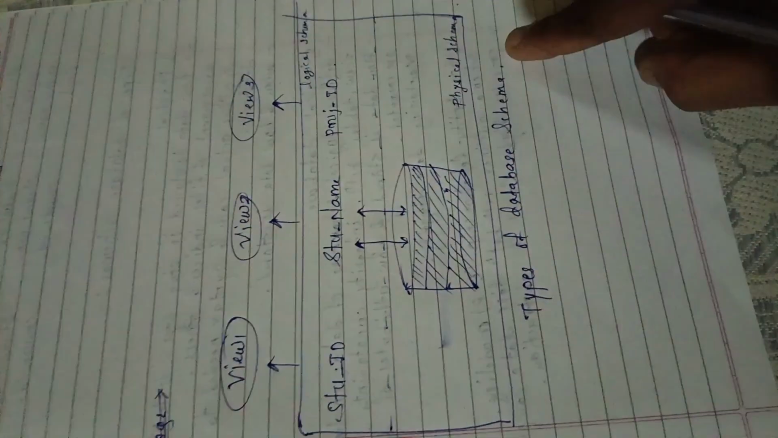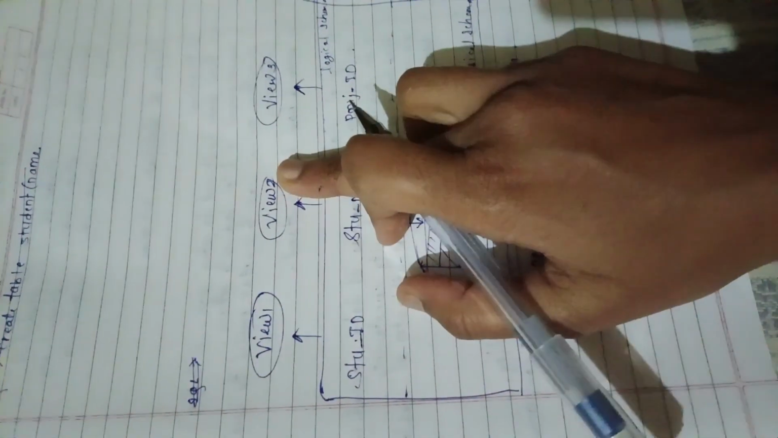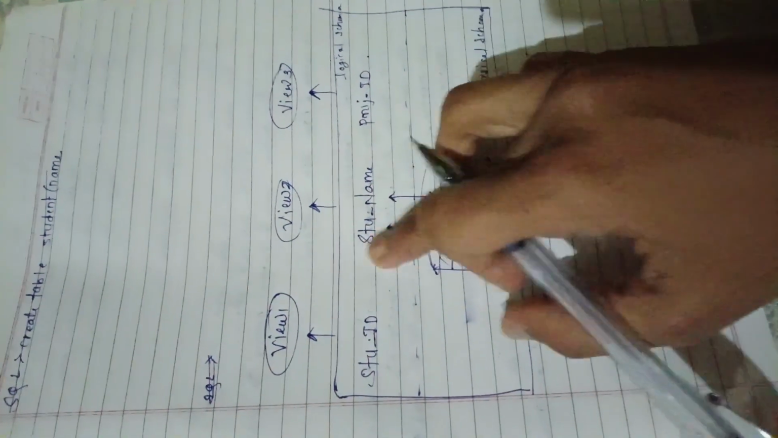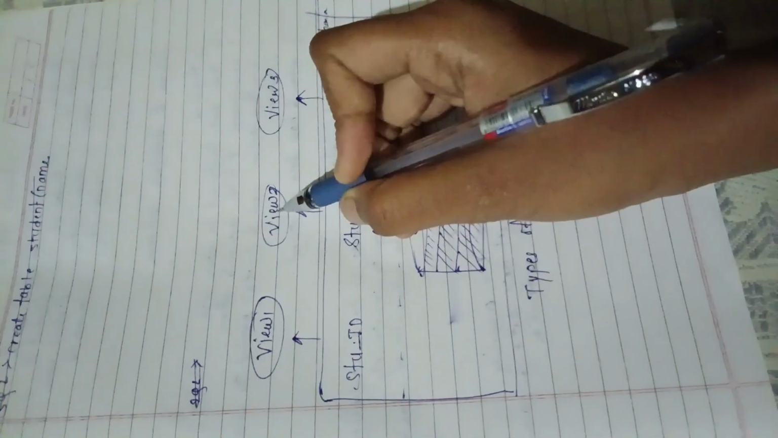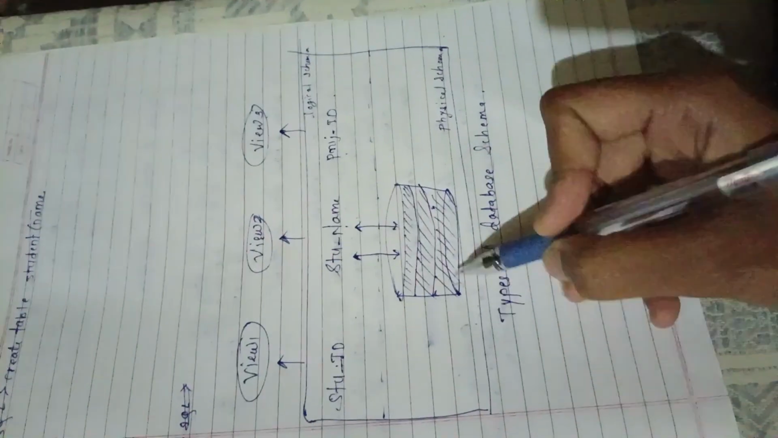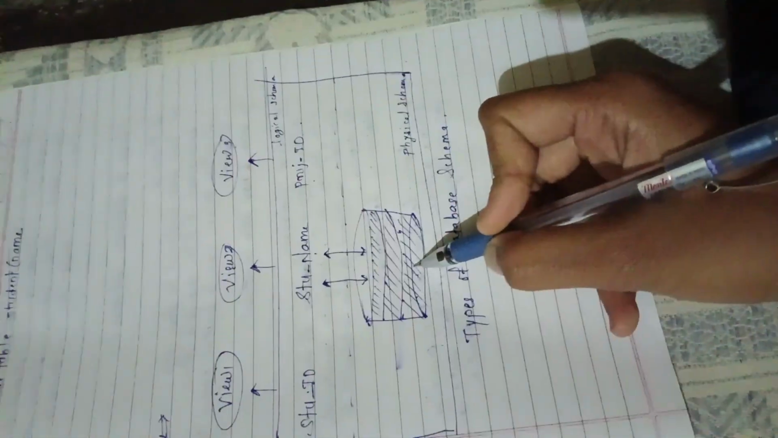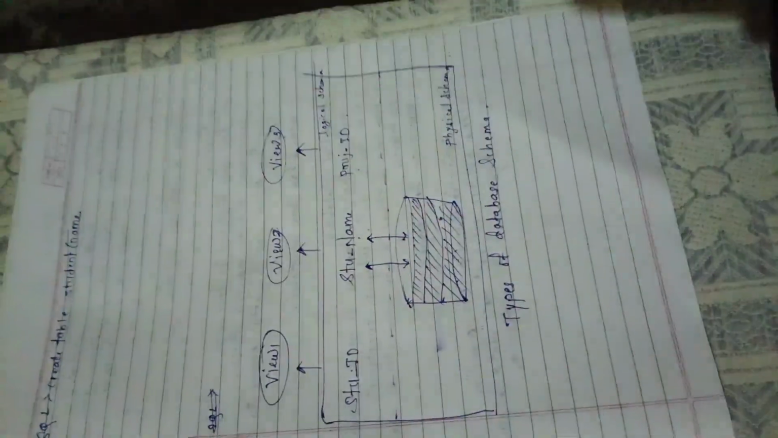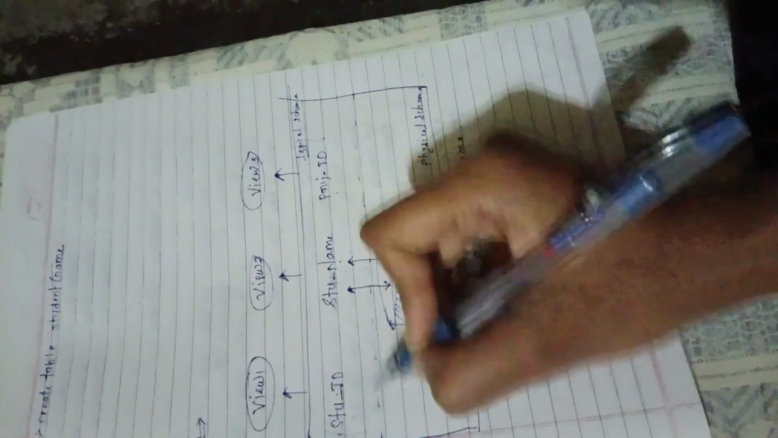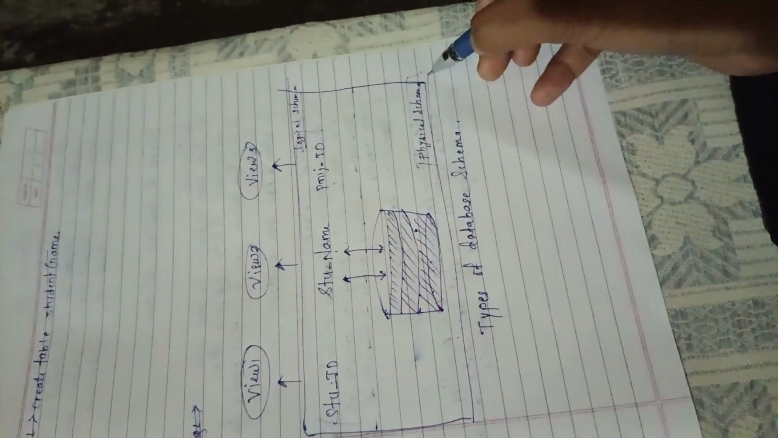Now let's see the different types of database schema. View 1, view 2, view 3. Student ID comes in view 1. Student name comes in view 2. View 3 is project ID. Then this one is the database. This is the types of database schema: this one is the logical schema, and this one is the physical schema.